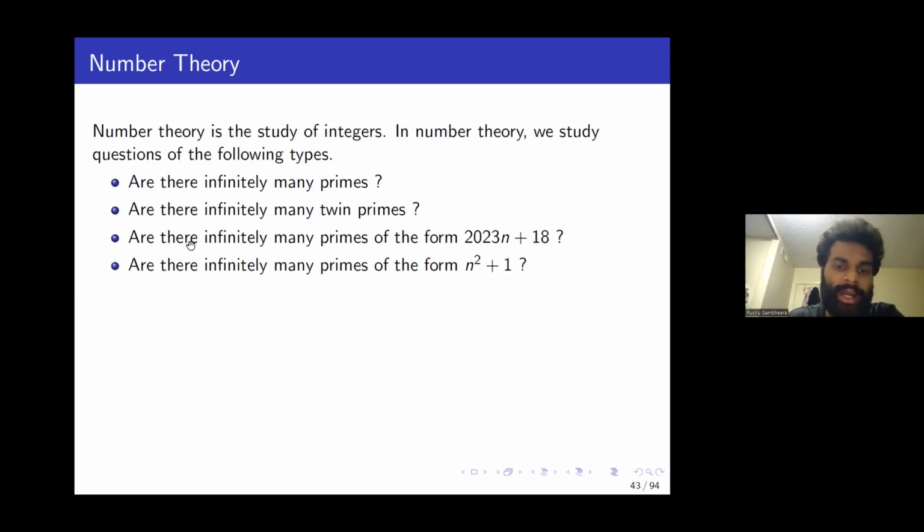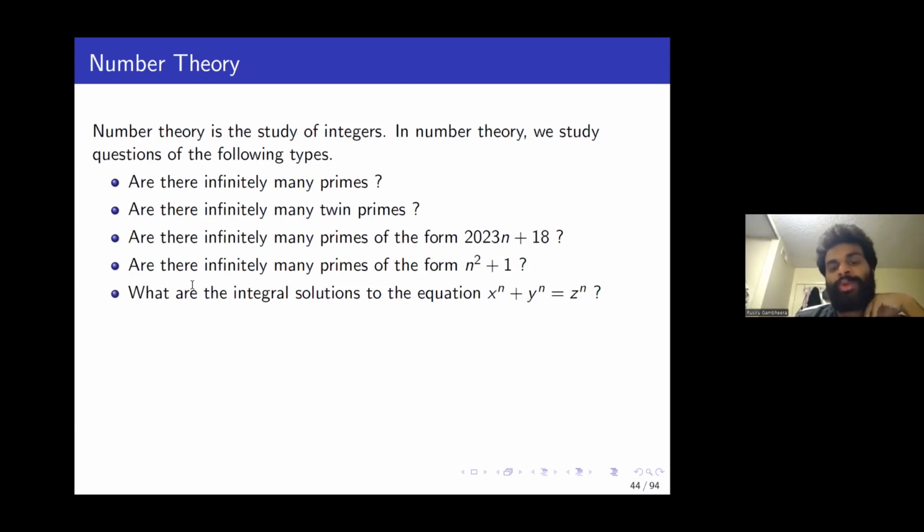Another question is, are there infinitely many primes of the form n squared plus 1? Well, there are some. 5 is one of them, right? 2 squared plus 1 is 5. And what else? 6 squared plus 1 is 37. That's one of them. But the question is whether there are infinitely many of them out there. Still, we don't know the answer to this question.